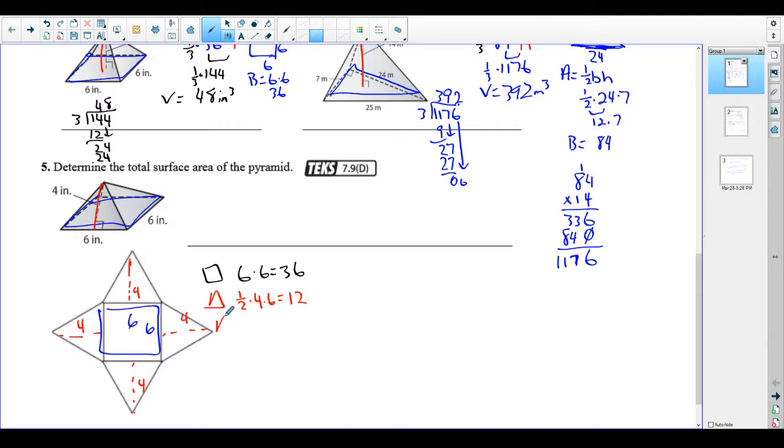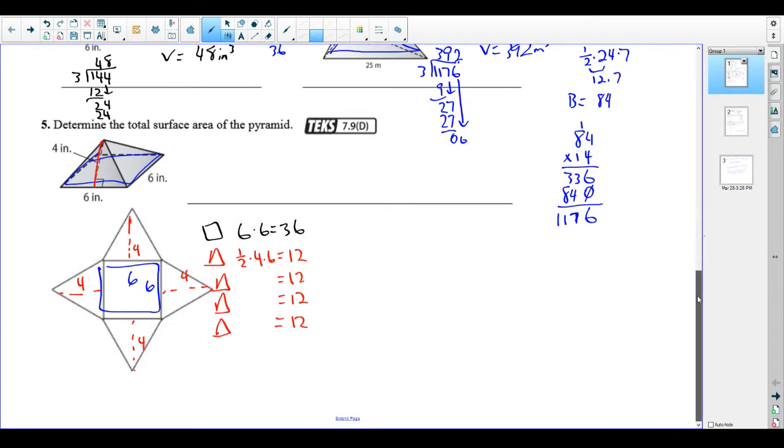But then we have 4 of those triangles, and they all equal 12. Okay? And then once we have the area of each part, we just add them all together. 12 plus 12 is 24, plus 12 is 36, plus 12 is 48, plus 36 is 84.